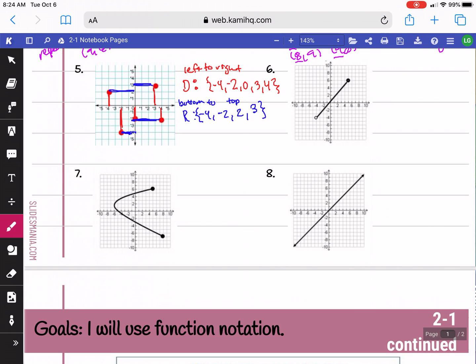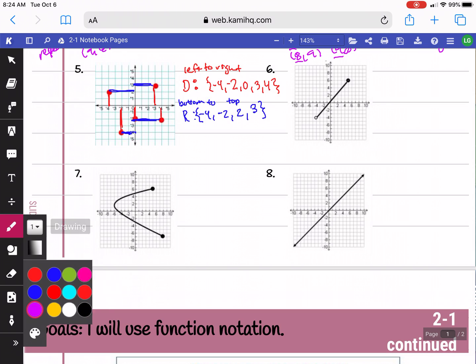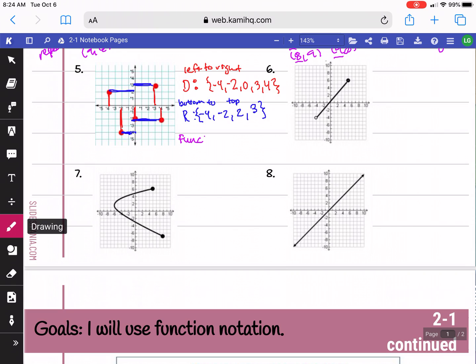So when you're doing domain, take it to the x, left to right. For range, take it to the y, bottom to top. To check if it's a function, when you have a graph, you do something called your vertical line test. In other words, I'm going to draw a vertical line, and it can only cross through every point once. If it crosses through 2 points, it's not a function. So here, if I do a vertical line here, here, here, and here, they only cross once. So this one is a function because none of the x's repeated.